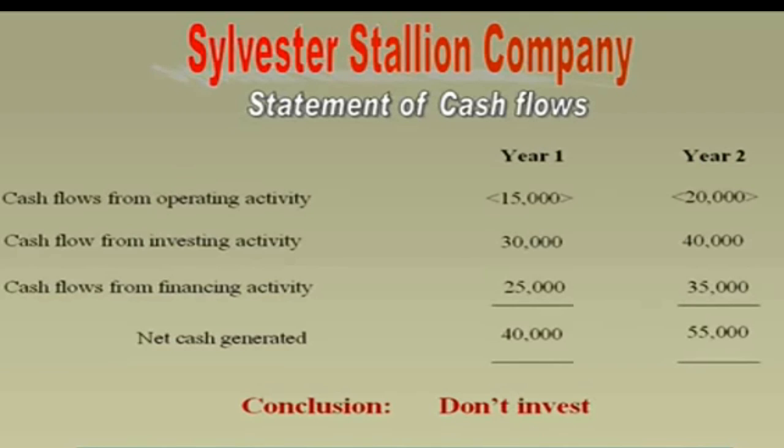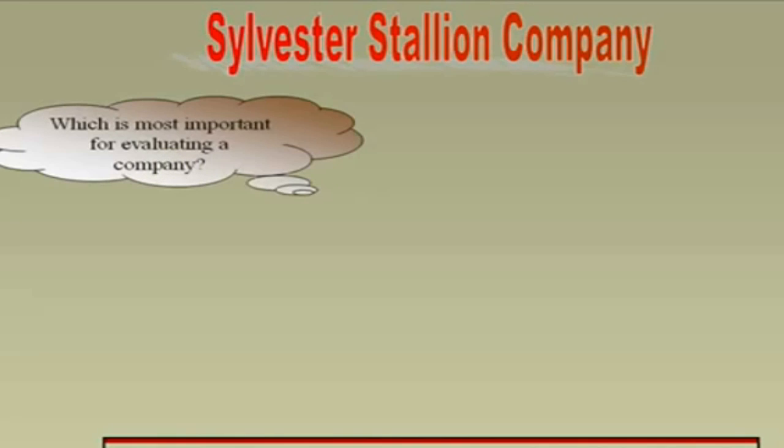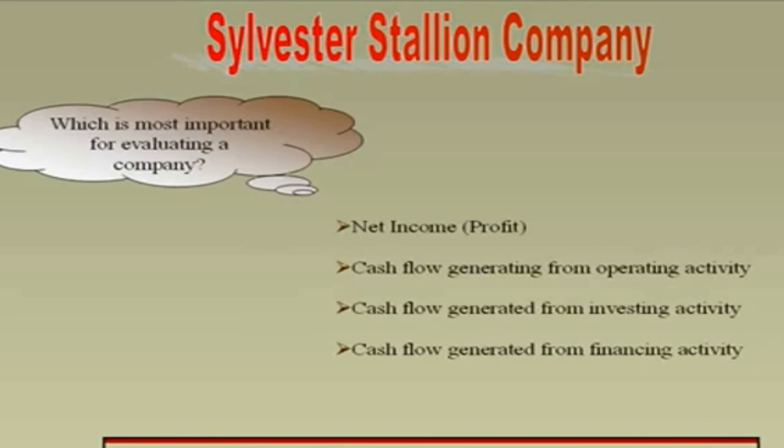Now, I want to ask you a question. Let's look at the next illustration. Let me pose this question to you. Which is most important for evaluating a company? Is it net income or profit? Is it cash flow from operating activity? Is it cash flow from investing activity? Or is it cash flow from financing activity? What I want you to do is stop this recording and think about this. And when you select one, start this recording again.